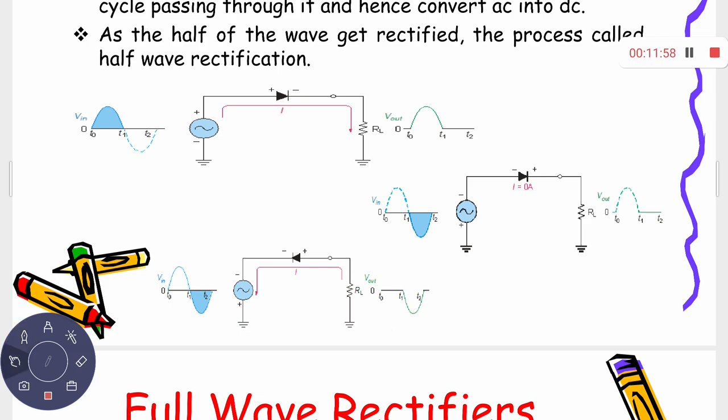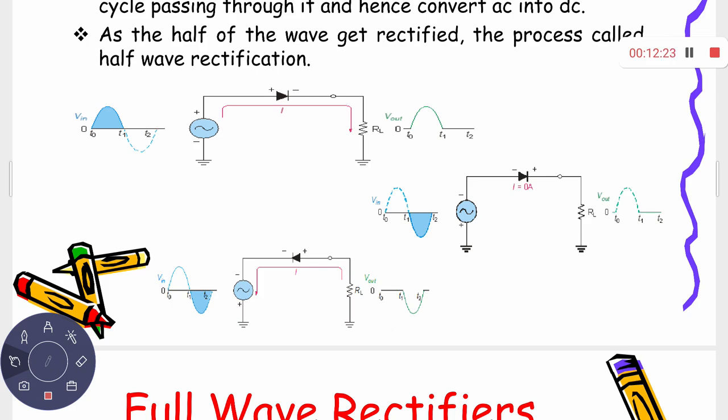So sometimes it is useful, not always, but that is the beginning of the construction of a regulated power supply. Why should I study this? Why should you study this half wave rectifier in 2024? It was taught 50 years back, the same concept.